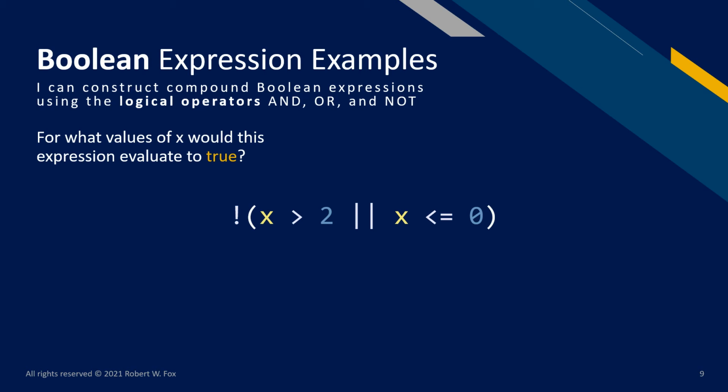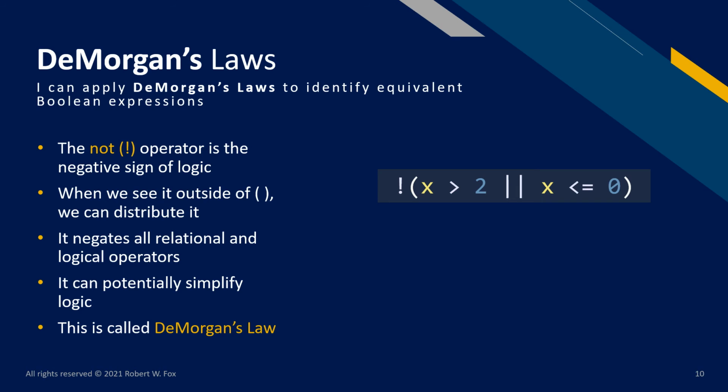So we could probably think in our heads as to what would make this expression true, but with that not out in front, we end up having to think really hard about it. And so perhaps a better approach would be to deal with that not out in front and actually create a simpler expression. In order to understand how we can deal with this not in front of all of our logic, it's helpful to think about algebra class.